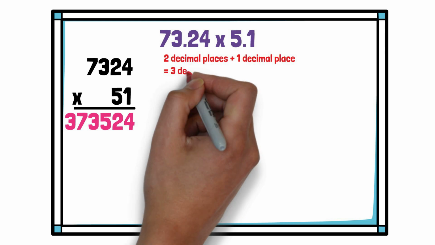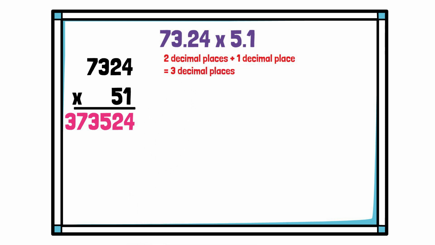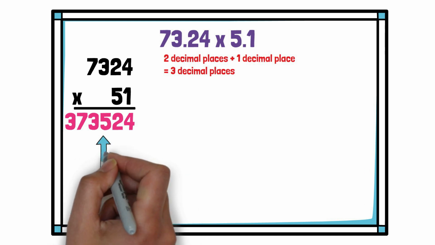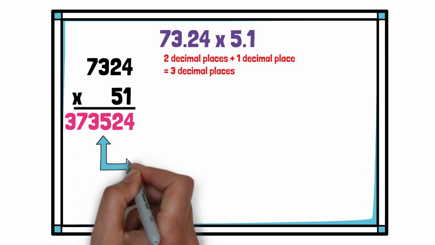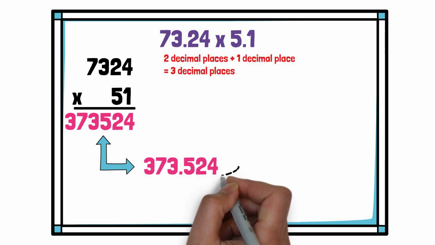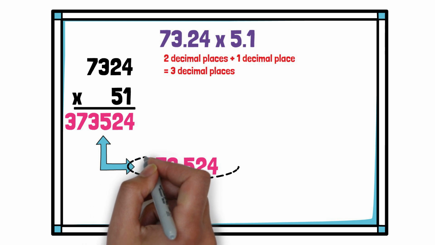Count the decimal places of each number. So in the number 73.24, we have 2 decimal places, and 5.1, we have 1, so there are a total of 3. Move the decimal point 3 places over, starting from the right. So our answer should be 373.524.